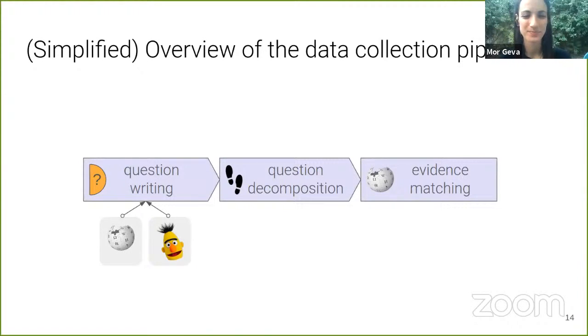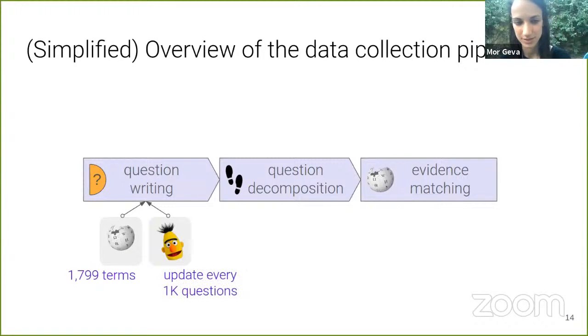Yeah, so I just described the entire data collection process, and this is an overview. Like I said before, we just turned the collection pipeline upside down. We start from writing the question, and we finish by attaching context for answering the question. We run this pipeline over 1,800 terms, and we update the solvers every 1,000 questions. For evidence matching, we let 3 different workers do this task, because sometimes finding the context is difficult. By letting 3 people do that, we increase the chance of finding the context.